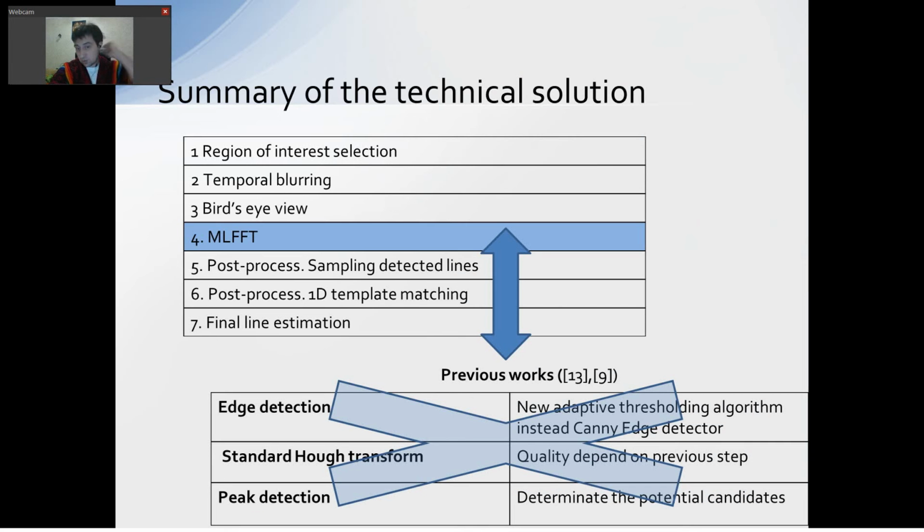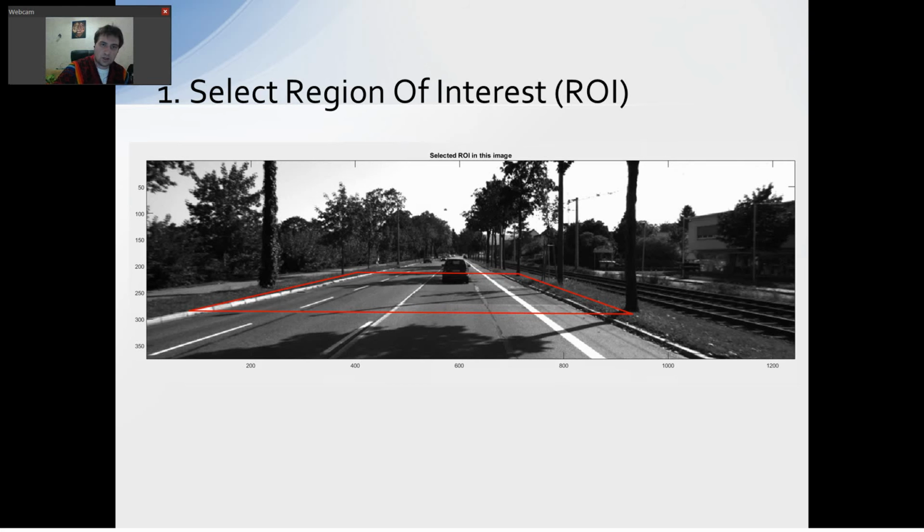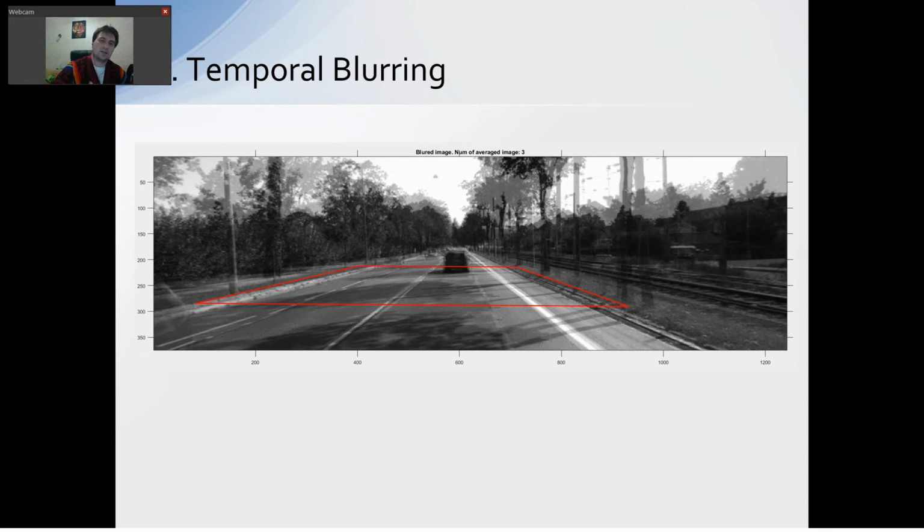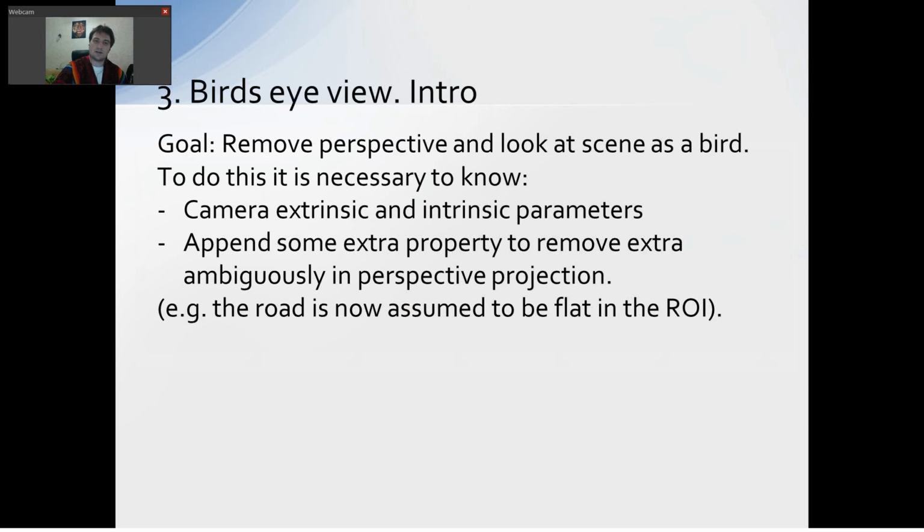Prior works for edge detection use a scanning edge detector, and then you use the standard Hough transform. In the presented work, we don't need it. The first step is to select a region of interest. The second one is we average several frames and do blurring to connect previously unconnected line markers.